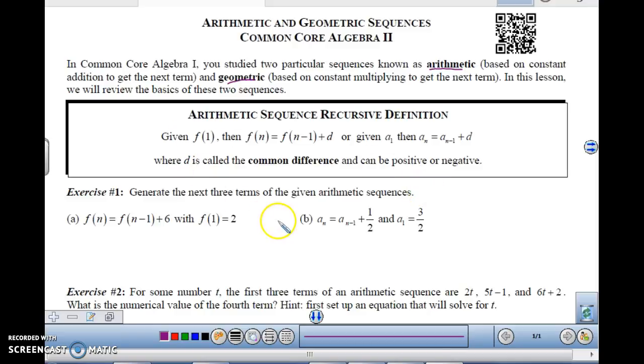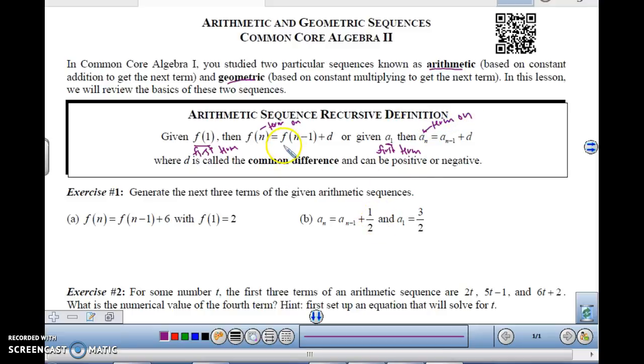Given f1, this is always going to be the first term. It'll be the first term if it's in function notation. This is the first term in subscript notation. Usually at this level you see the subscript, but I'm showing you both terms. So that's the first term of the sequence. Now, f of n means the term you're on, or a of n means the term you're on.